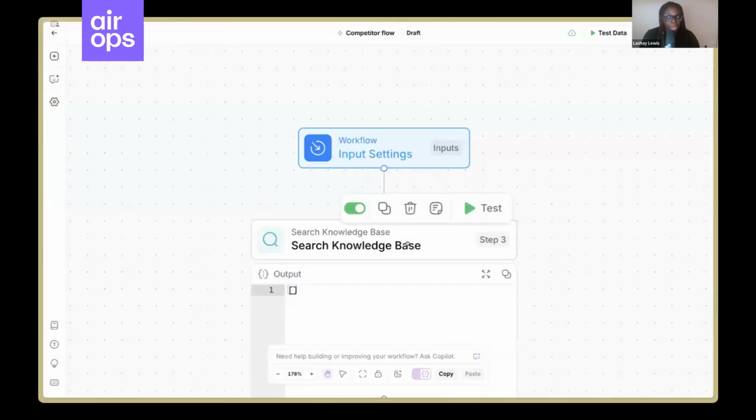I have a competitor workflow that I would love to share. And you're all able to see this, right? Okay.